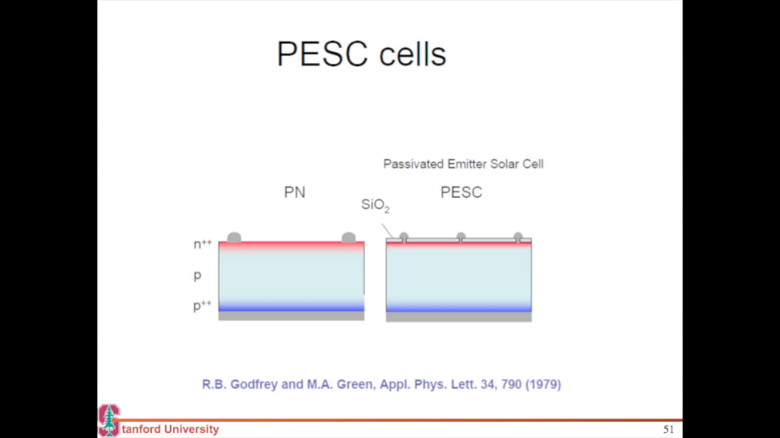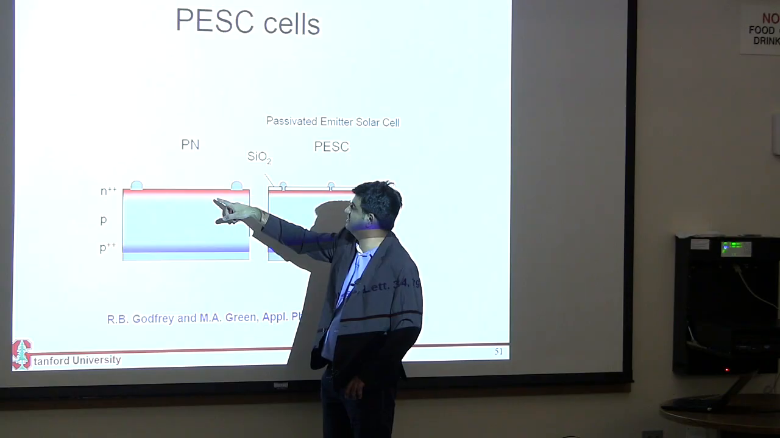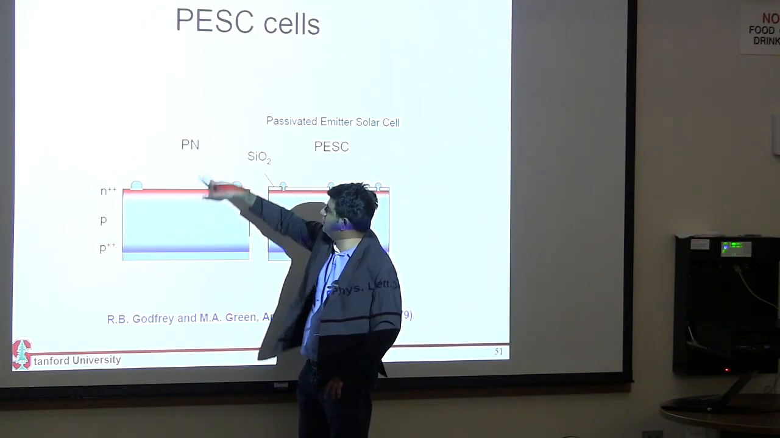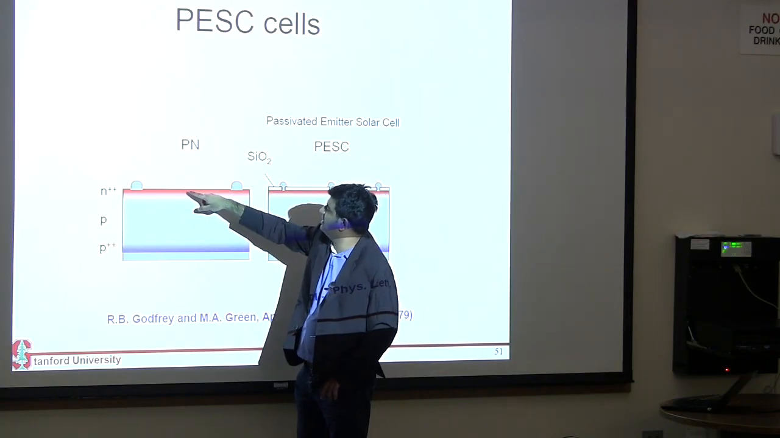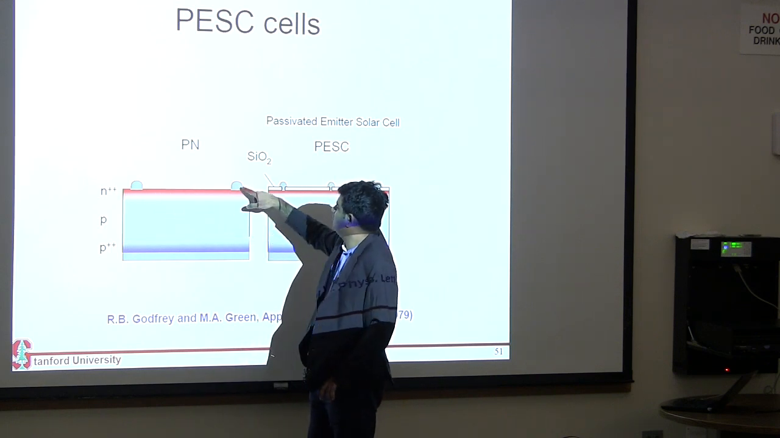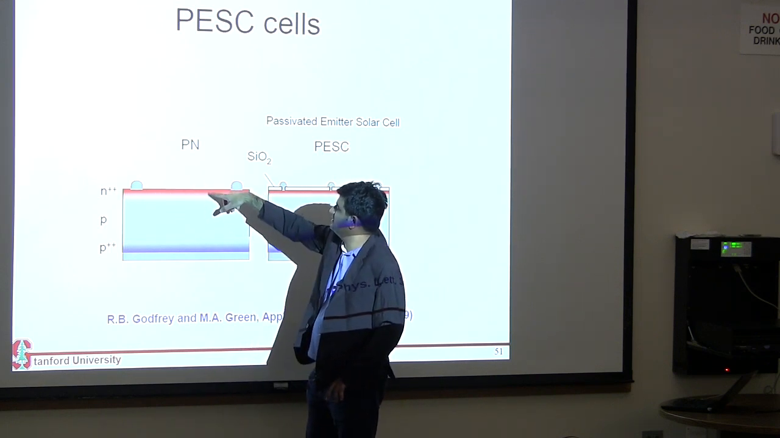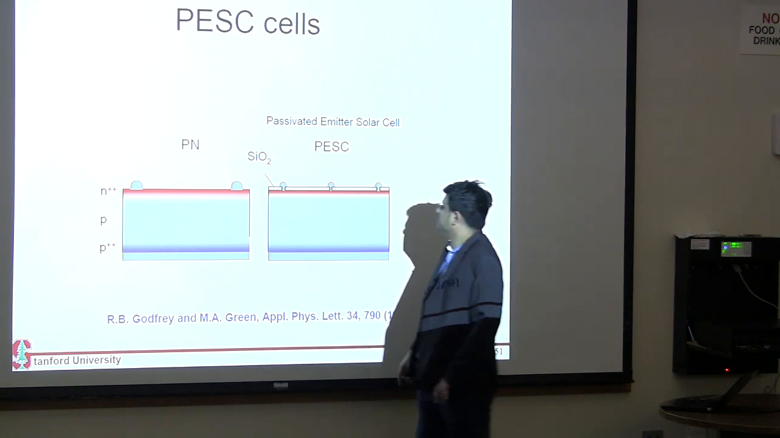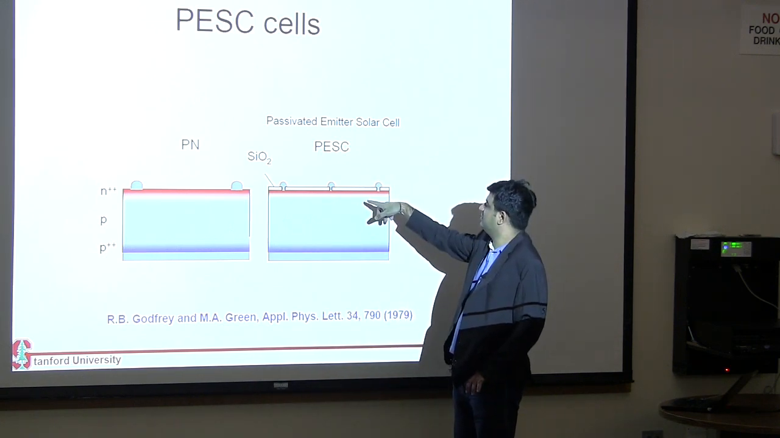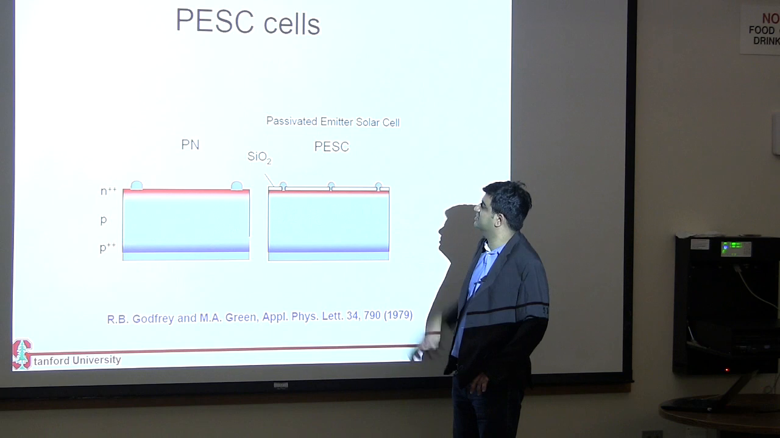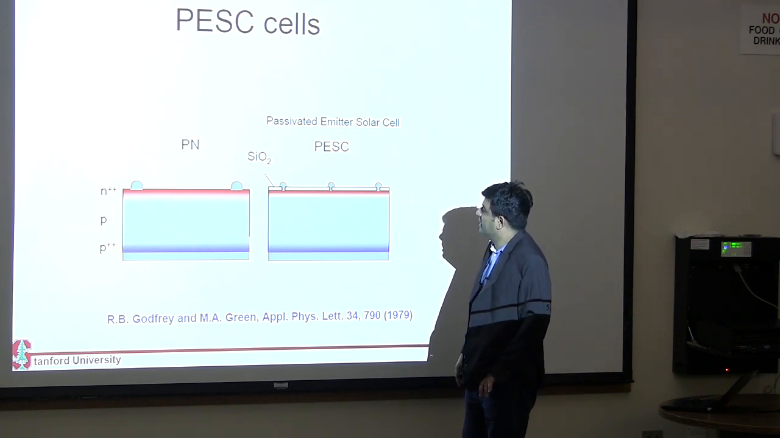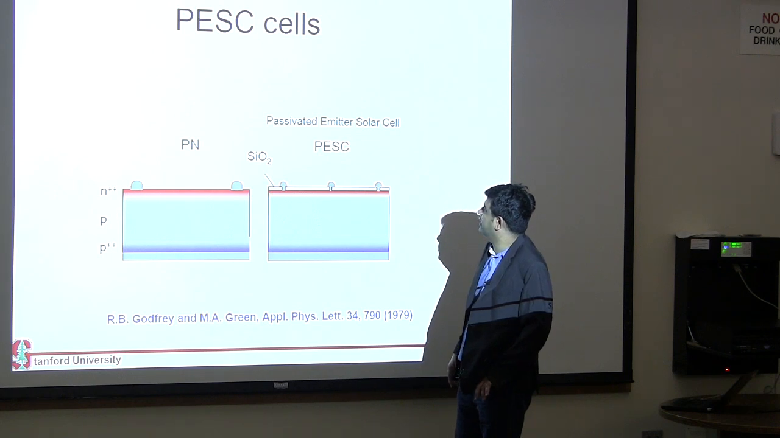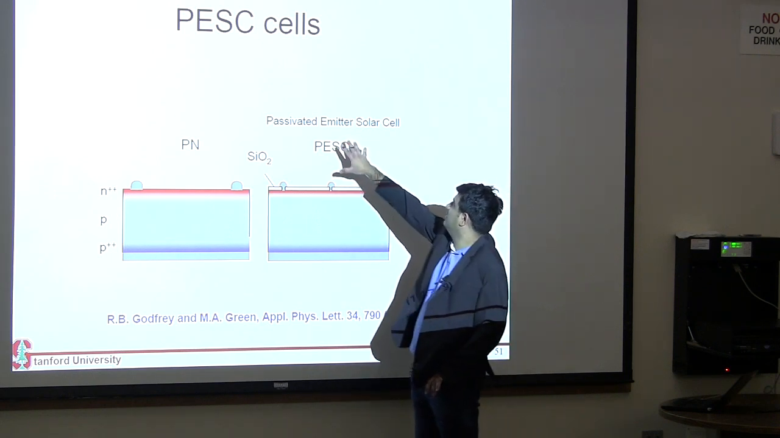Important thing to note is that, as we discussed, blue light likes to get absorbed at the very top of the silicon surface. So a lot of our blue light is just absorbed at the very top, and if that surface is not well passivated, all of those carriers will just recombine at the surface. So people figured out it would be a decent idea to put some silicon oxide over there, and this was done again in the 1980s, and this is called the passivated emitter.